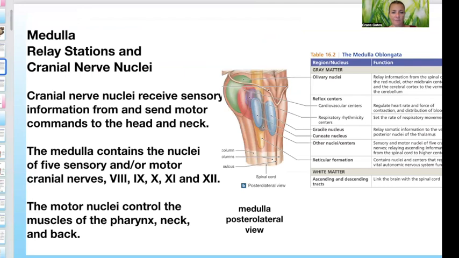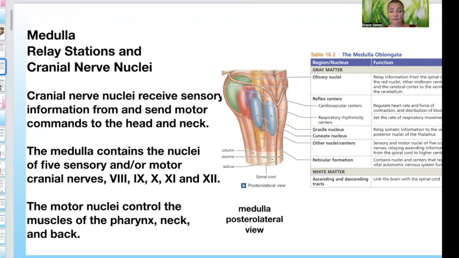Okay, so a simple and more well-defined bunch of nuclei are the cranial nerve nuclei that receive sensory information from and send motor commands to the head and the neck. There will be a full explanation of cranial nerves at the tail end of the lecture. The medulla contains the nuclei for 5 sensory and/or motor cranial nerves: 8, 9, 10, 11, and 12. The motor nuclei control the muscles of the pharynx, neck, and back.